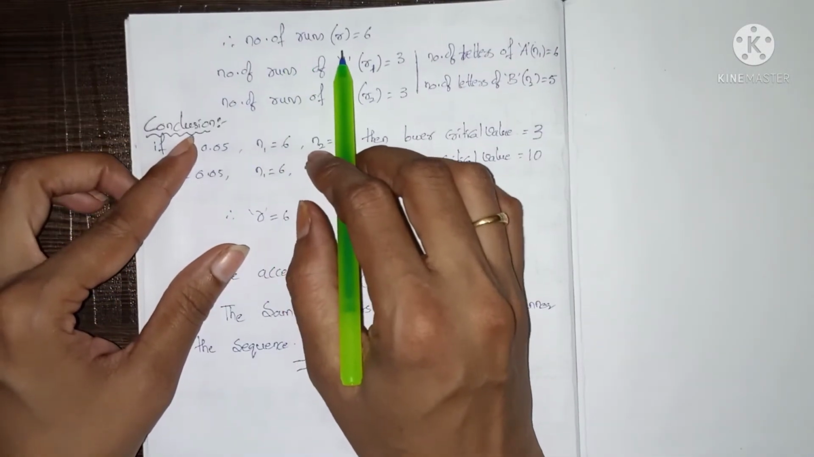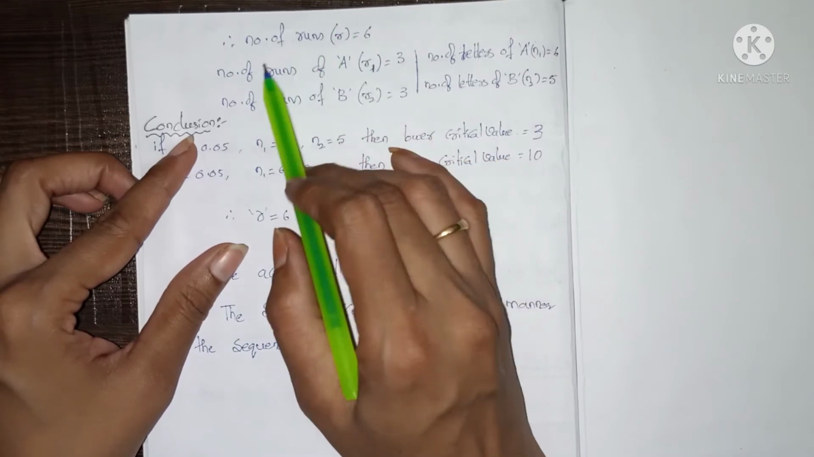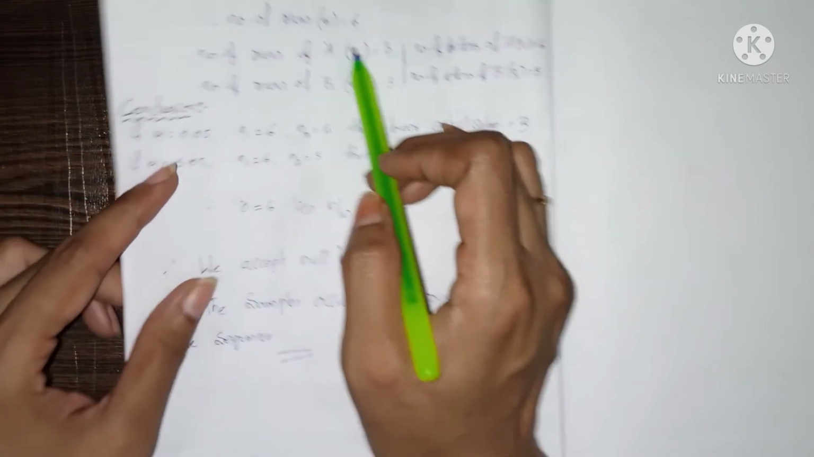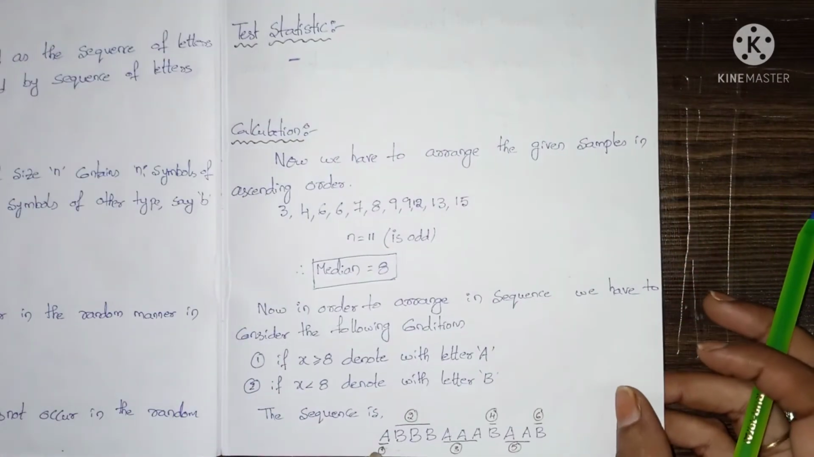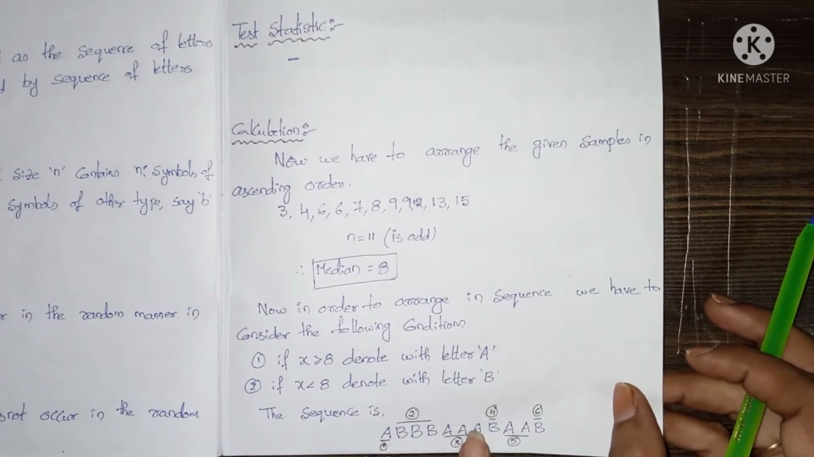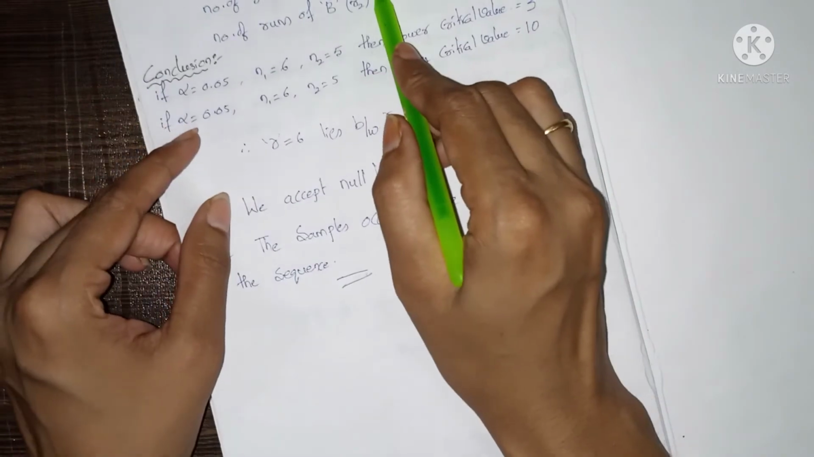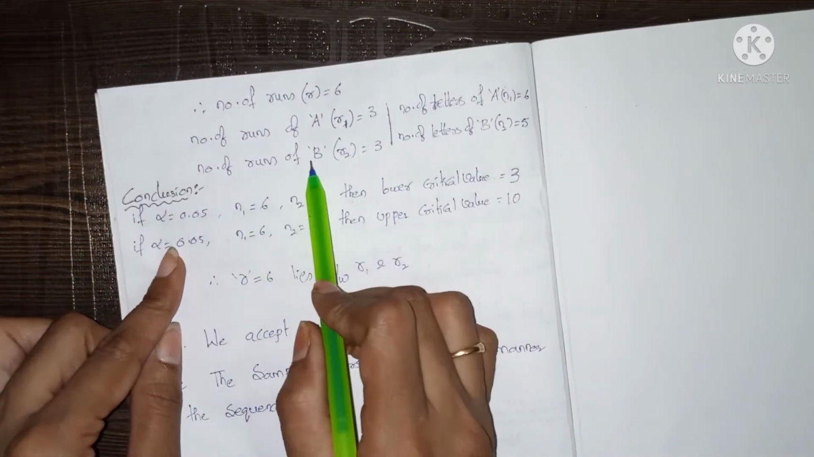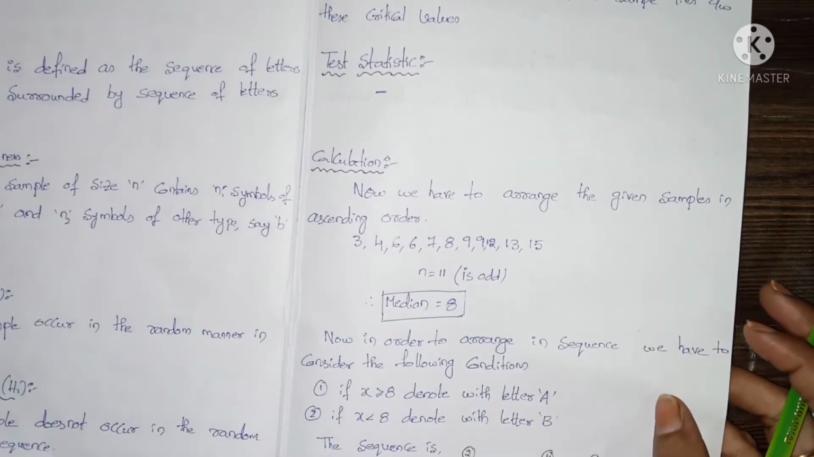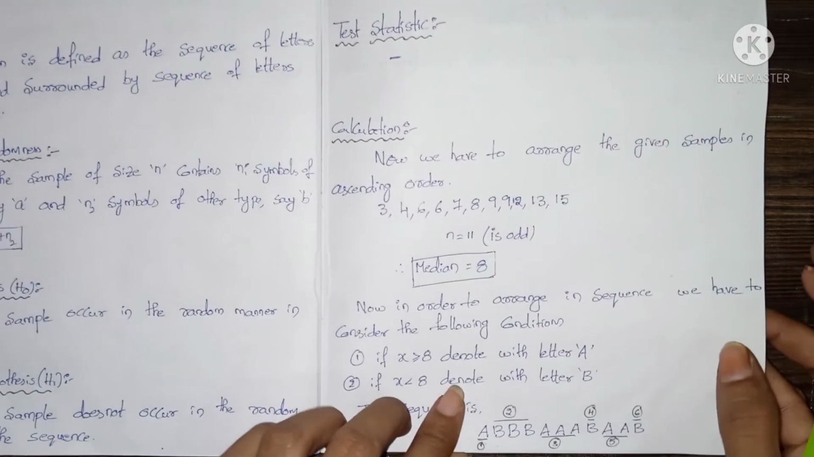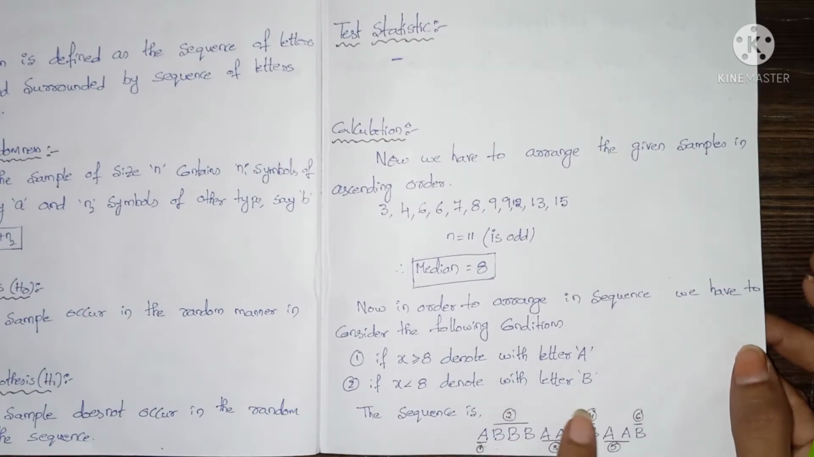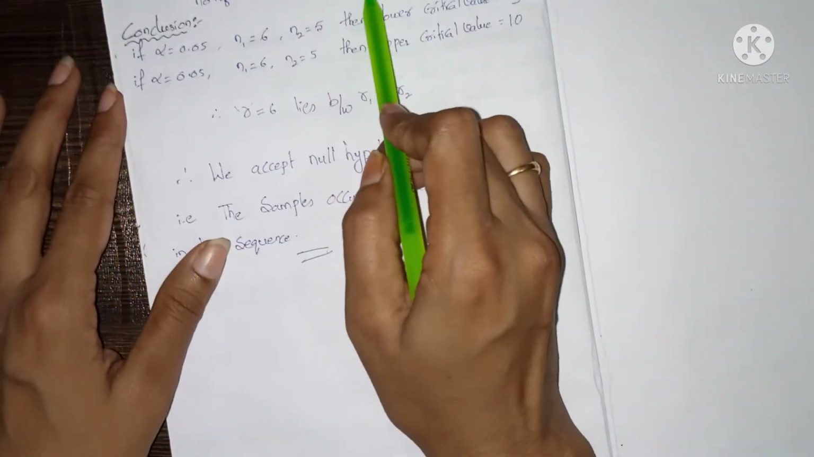So the number of runs is denoted with R. So R equals 6. Now what we have to see is the number of runs of A. This is denoted with R1. So A related runs: this is 1 run, this is 2 runs, this is 3 runs. So in total 3 runs are there related to A. Next, related to B, the 3 runs will be 1, 2, 3. So related to B also we have 3 runs.